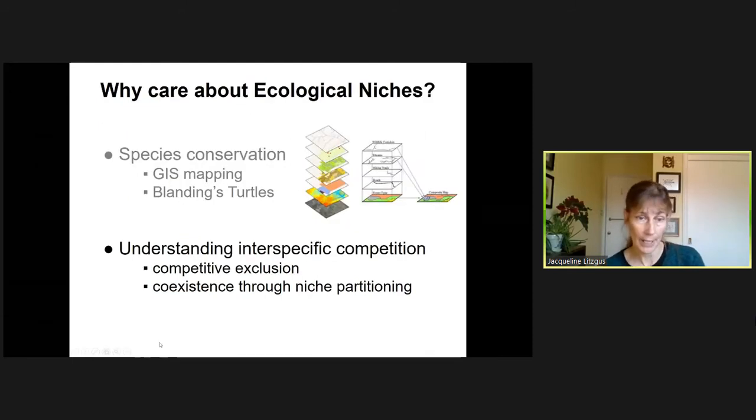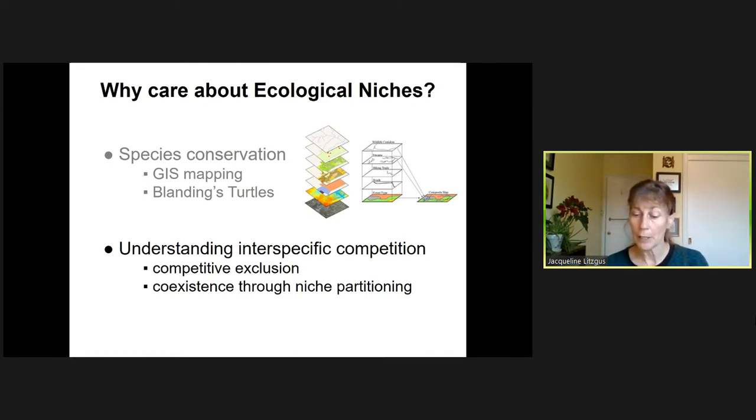Okay, so the second part was to understand interspecific competition. This is why it might be important to understand ecological niches. Niche theory has also been frequently applied to understanding interspecific competition, this competition between species, right? Because if you remember from the barnacle example, competition is what causes animals to use their realized niche instead of their fundamental niche, right? So competition is an important piece of this story.